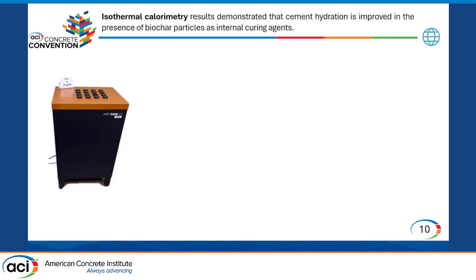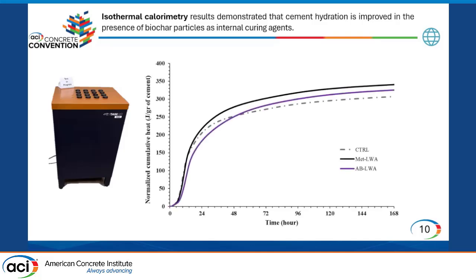To see how biochar is affecting our cementitious material properties, first we used isothermal calorimetry. Here is a graph showing normalized cumulative heat as a function of time. As you can see, compared to the control mix, which has no biochar and all normal weight sand as sand replacement, we could see that using on-ground MET and AB as lightweight aggregate is enhancing cement hydration because we are getting more heat after 7 days. This is showing that biochar is, of course, playing its role as an internal curing agent.